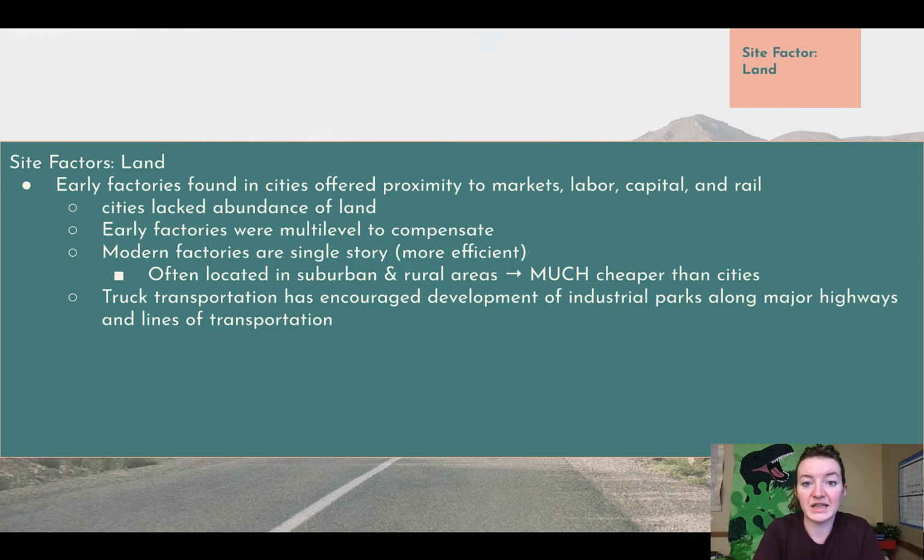Okay. So looking at our last site factor, land. Early factories found in cities offered proximity to markets, labor, capital, and rail, so transportation. Cities lacked an abundance of land, however. So in a city, if you're going to keep growing, it's just going to get absolutely enormous. And realistically, by the time you get way far out, you're just making new cities. Early factories were also often multi-level to compensate, so literally multiple stories, because there's only so big that you can make them horizontally. You can only take up so much of a footprint. So building up made more sense in that case, because there's way more room to build up. Literally, the sky's the limit.